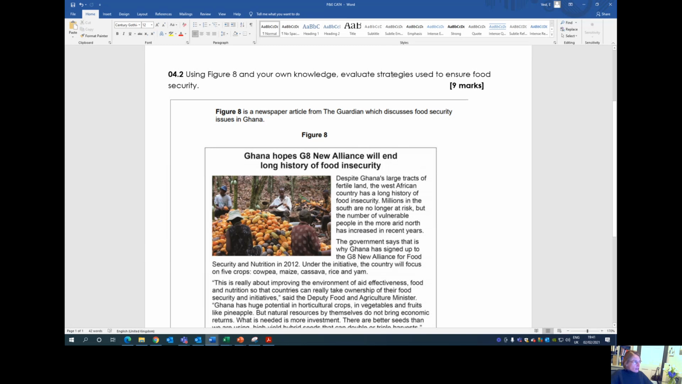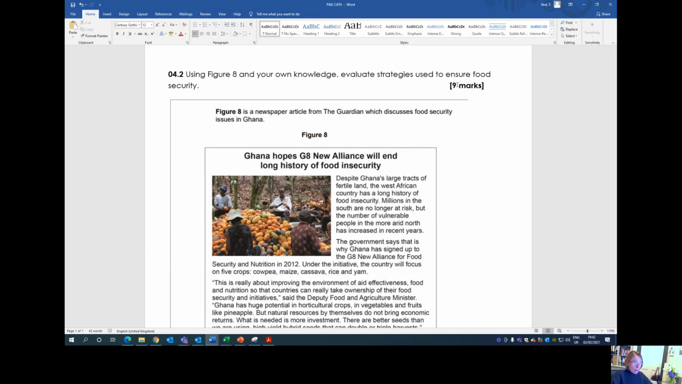So you have to evaluate strategies used to ensure food security. They're obviously talking about Ghana here, and they've given you some ideas about some strategies that they're using, and maybe you want to have a look at that and say, well, this is good because, this is not so good because. But I would also expect you, because this is your own knowledge too, to have some strategies of your own. Other types of strategies that are used to ensure food security, and to possibly say, this would be better because, but at the same time, this was not so good because.